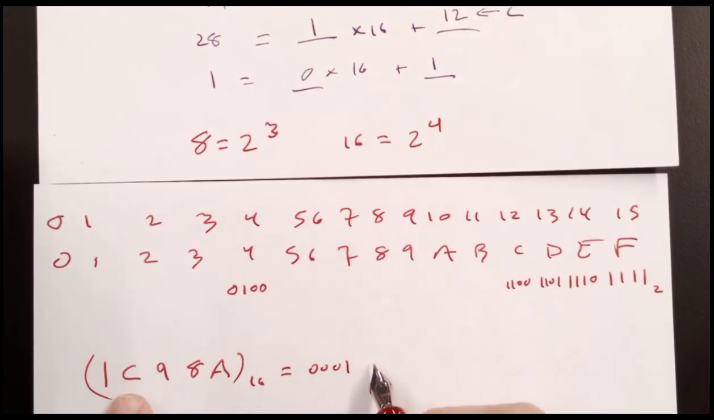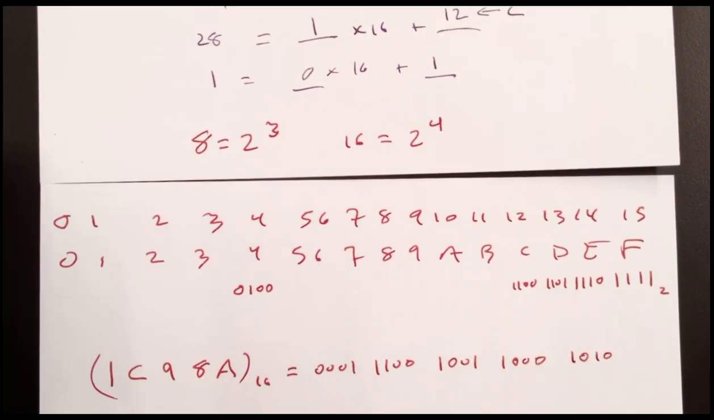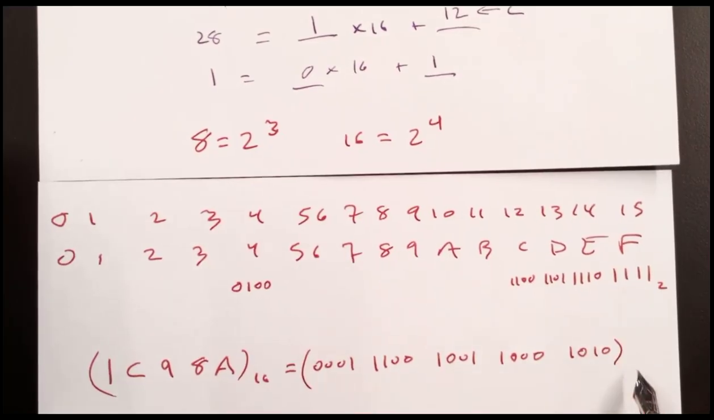C is 1100. 9 is 1001. Use the table on page 267. 8 is 1000. A is 1010. I don't have to go back and do this all over again in base 2.